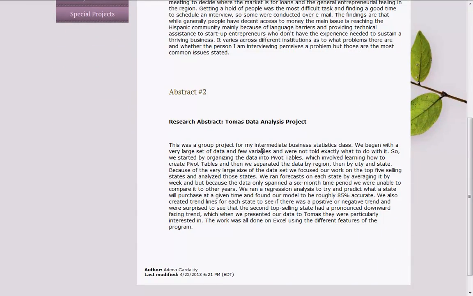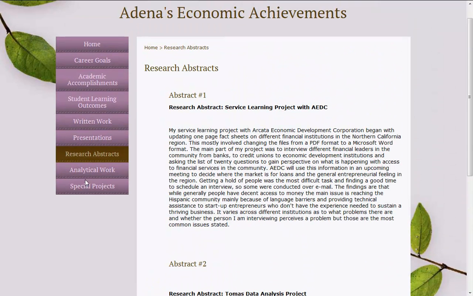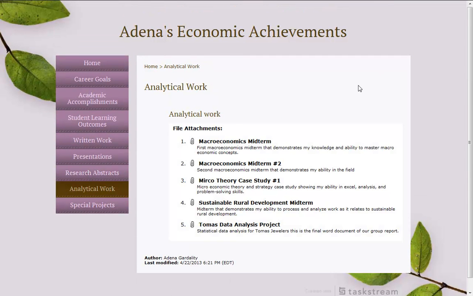For her second one, she used a project she worked on in her intermediate business statistics course, and it was an analysis of Tomas jewelry. And so she wrote up an abstract based on that project. We also have our analytical work, and a lot of students upload midterms, case studies. It could be research projects. There's a number of different things that can fit into this category.